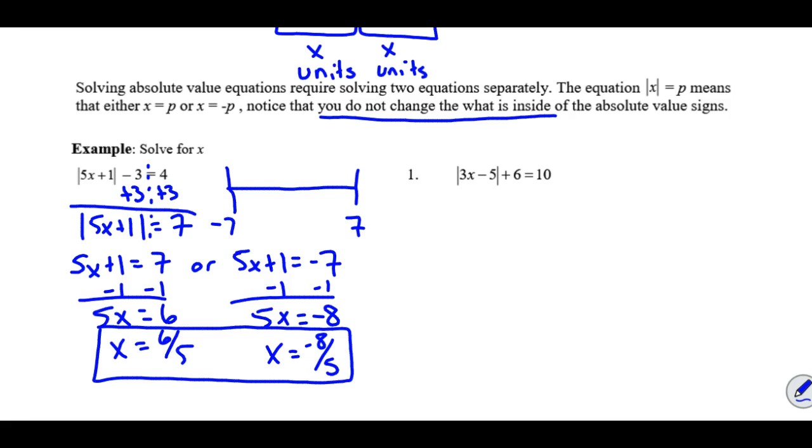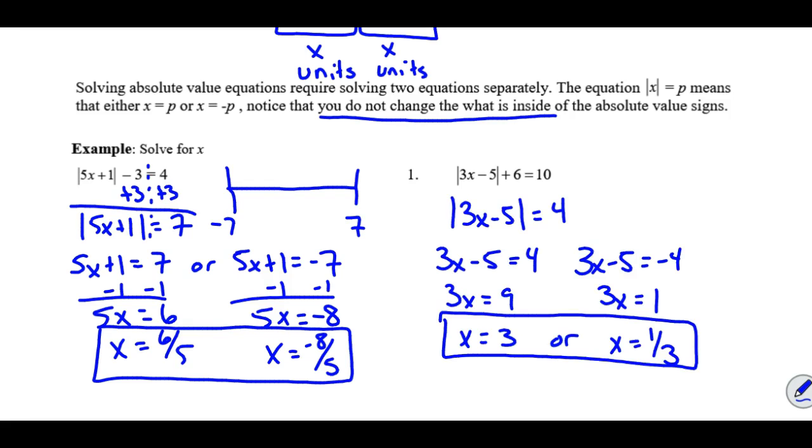So what I would like for you to do now is pause the video and work out number 1. When you're finished working it out, unpause the video and you'll see the answers worked out. So for now, just pause. Okay, so this should be what you get for number 1, either x equals 3 or x equals negative 1.